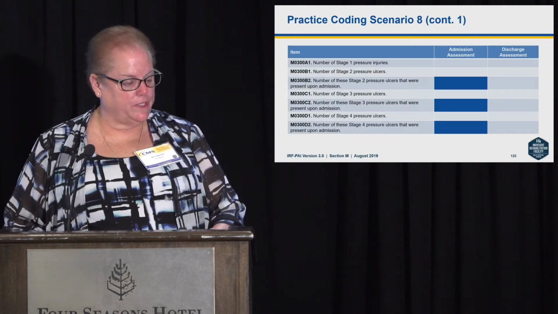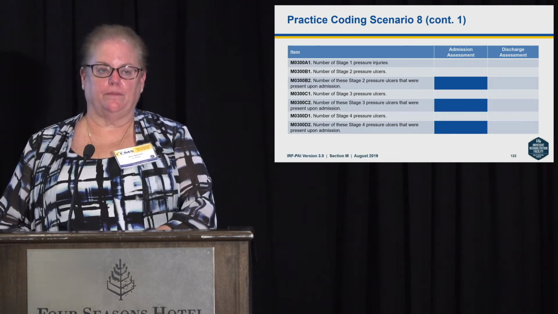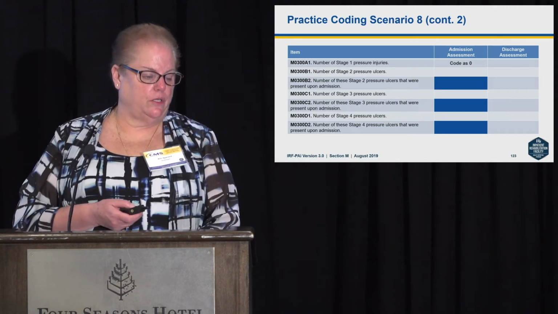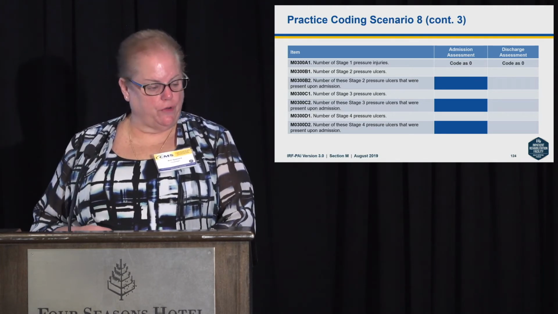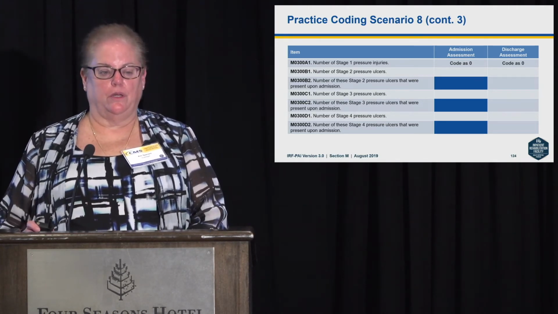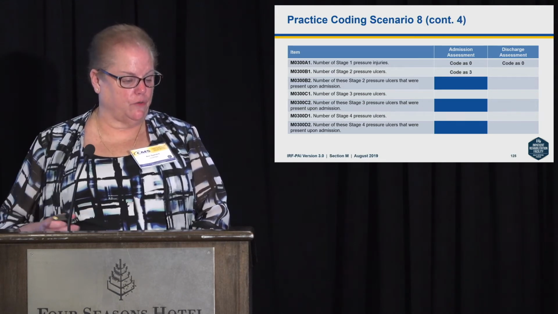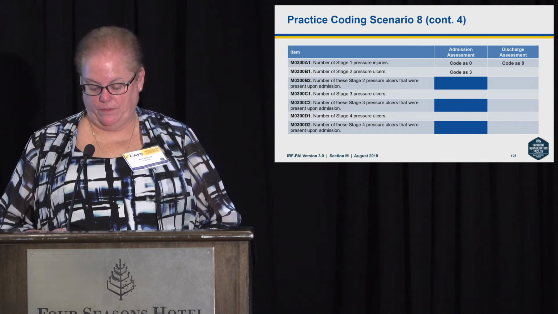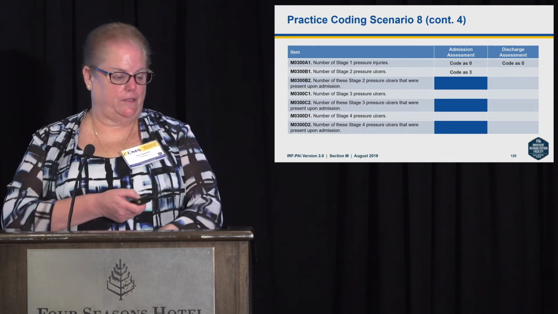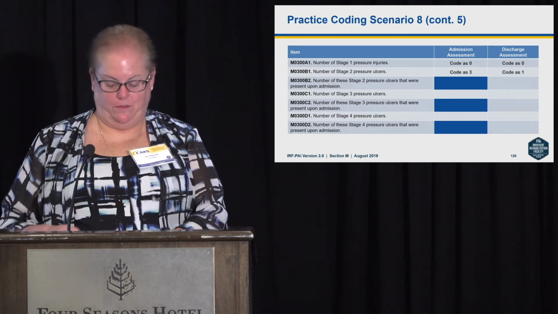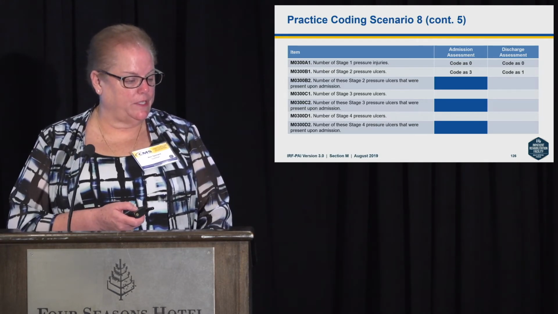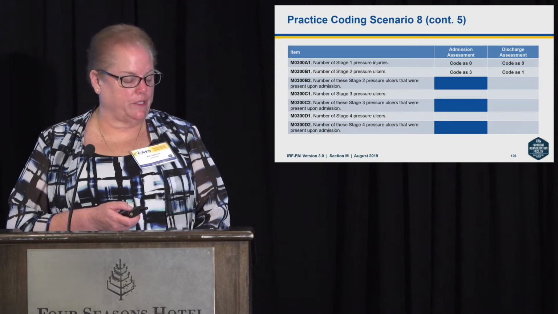So number of stage 1 pressure ulcers on admission? 0. Good. How many at discharge? 0. How many stage 2 pressure ulcers on admission? We had 3, right? 3 distinct pressure ulcers. How many on the discharge assessment? Any guess? 1, right. We have 1. How many of these stage 2 pressure ulcers were present upon admission?